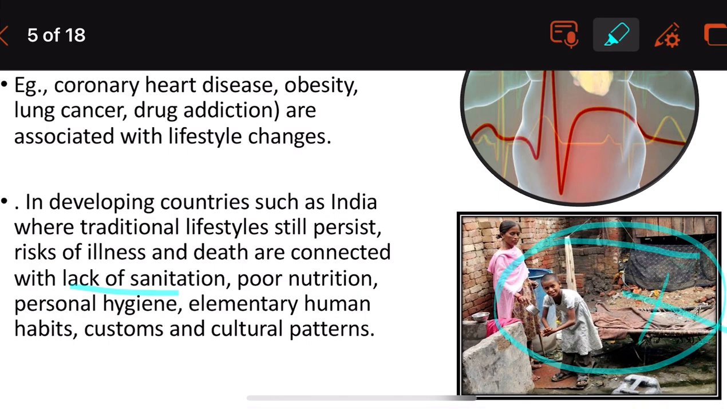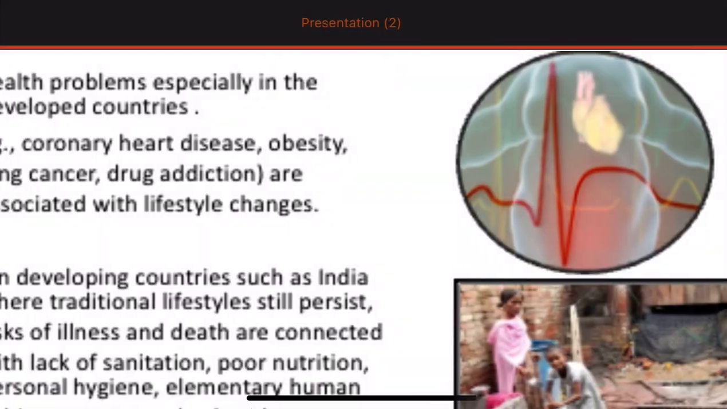There is poor nutrition, undernourished, malnourished people, no personal hygiene, lack of hygiene, elementary human habits. You can see the customs and the cultural patterns in the developing countries are very different from the developed countries. So all those things are going to affect the health of an individual.